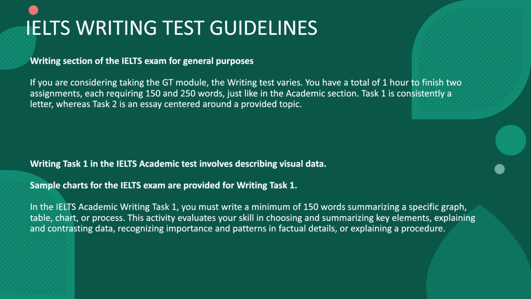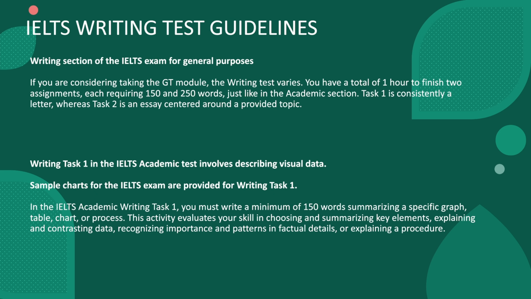Writing section of the IELTS exam for general purpose. If you are considering the GT module, the writing test varies. GT is your general test. You have a total of 1 hour to finish two assignments, each requiring 150 and 250 words, just like the academic section. Task 1 is consistently a letter.